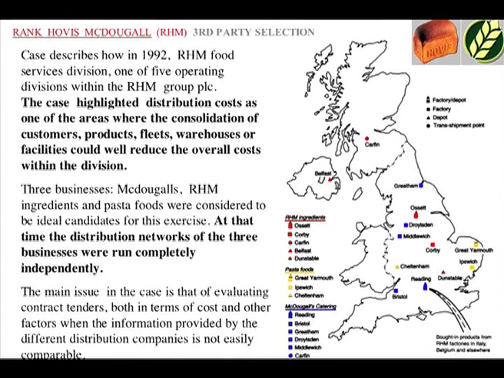So here we have finally a case study of Hovis McDougall from 1992, from David Taylor's casebook. Hovis McDougall and the 5 operating divisions did a study to discover whether using a third-party operator would be more economic than doing their own transport. The 3 businesses, McDougall's, Rank Hovis McDougall Ingredients and Pasta Foods, were considered to be ideal candidates for the exercise. At that time, the 3 distribution networks were all run completely independently. The main issue in the case is that of evaluating contract tenders, both in terms of cost and other factors, when the information provided by the different third-party distribution companies is not easily comparable.